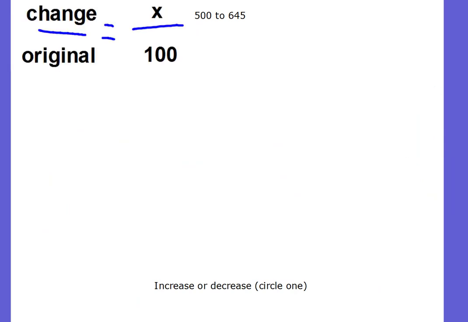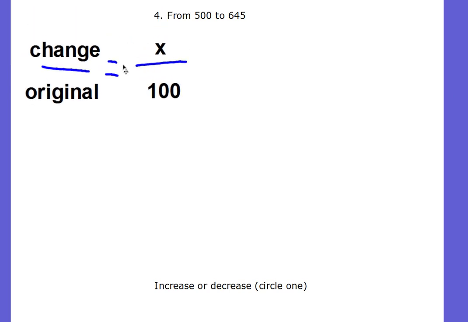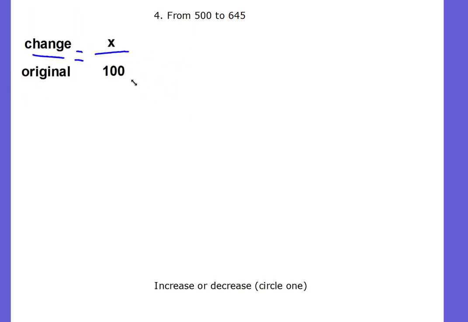Alrighty, let's move on to our last example. For our last example, again, we are going to be using the same proportion because I do not know the percent. I am looking for the percent. So I'm going from 500 to 645. Was that an increase or a decrease? Since that went up, it was an increase. First step is finding out how much it changed. How much did it increase?